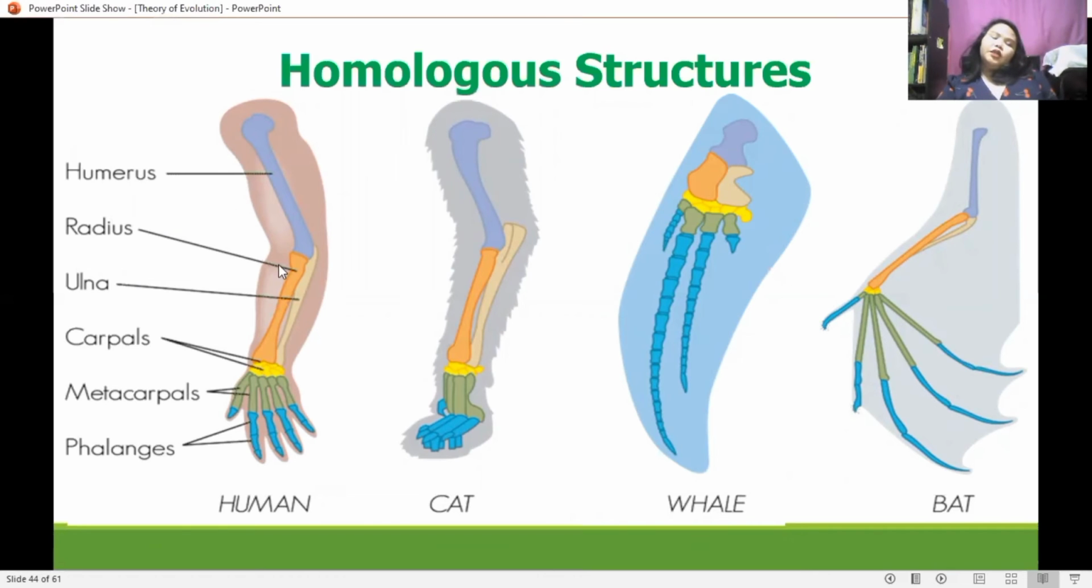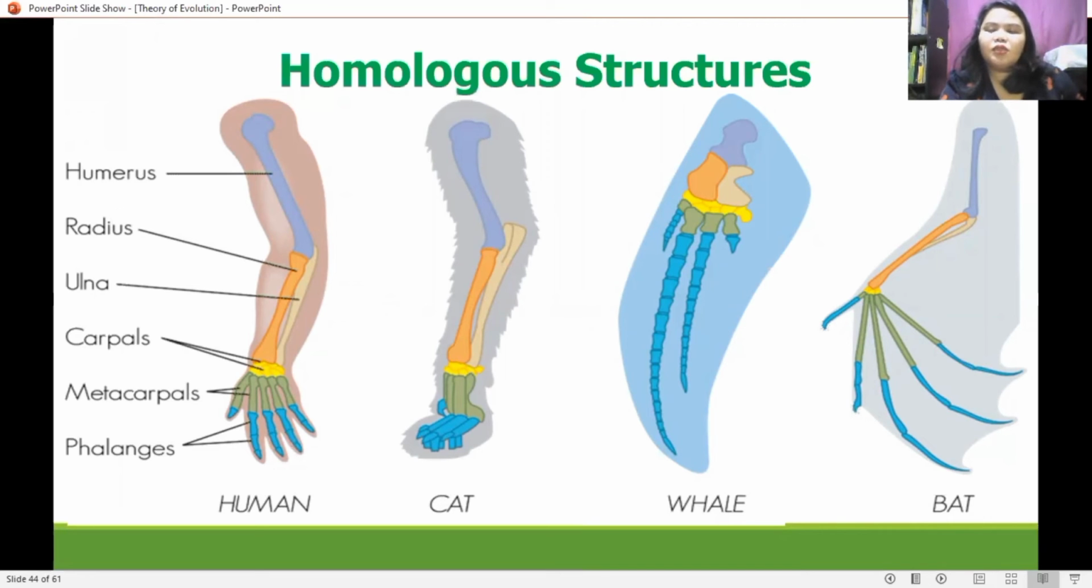So as you can see here, the human, the cat, the whale, and the bat, we have the humerus, the blue ones. Then we have the radius, the orange ones. Then the ulna, the light white. Then we have here the carpals, the yellow ones. The metacarpals, the green ones. Then the phalanges, the blue ones.